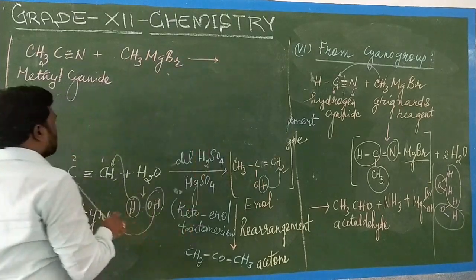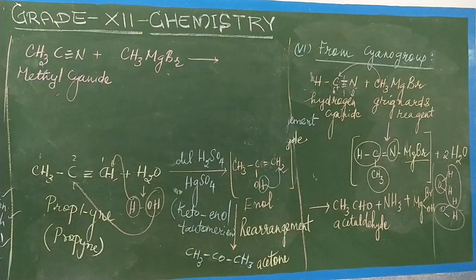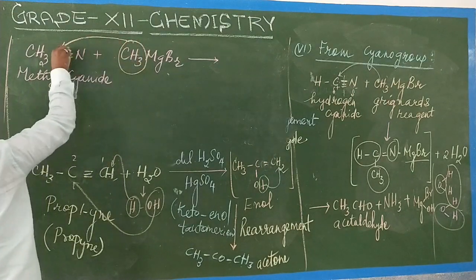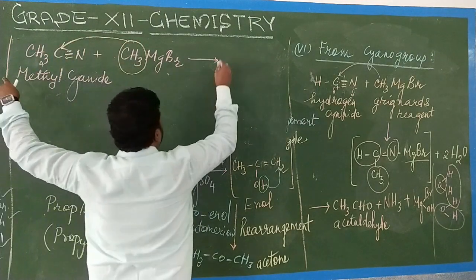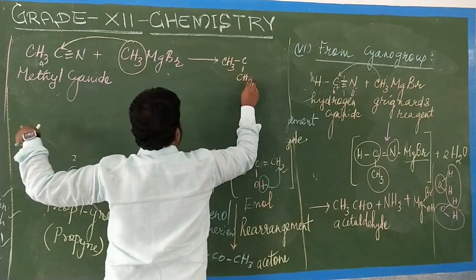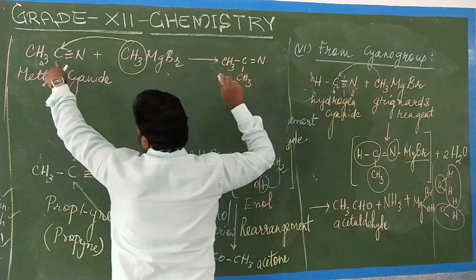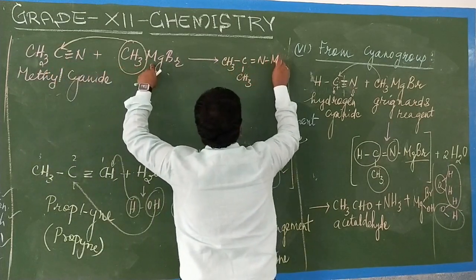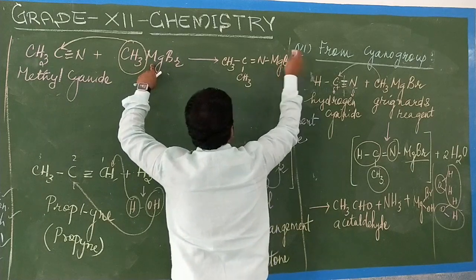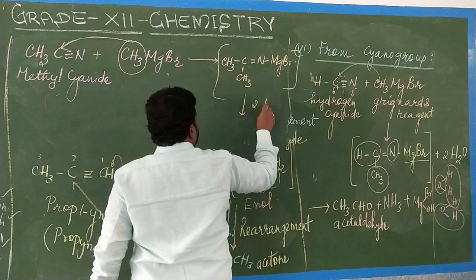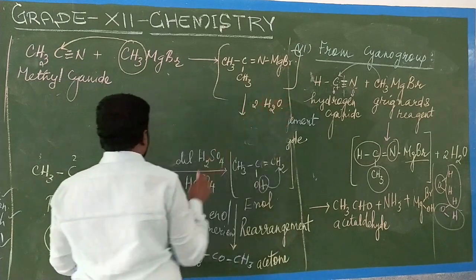On treatment with the Grignard's reagent, what will happen now? This CH3 will get attached to this carbon. What is the product? CH3 bond C bond CH3. The triple bond is reduced to a double bond N bond MgBr. This becomes unstable. This has to be mixed with 2 times water molecule, 2 moles of water.